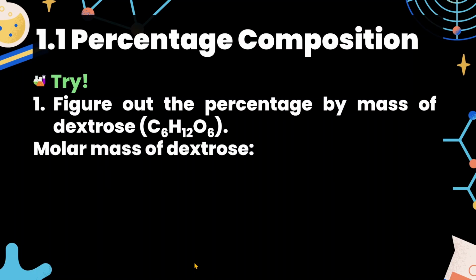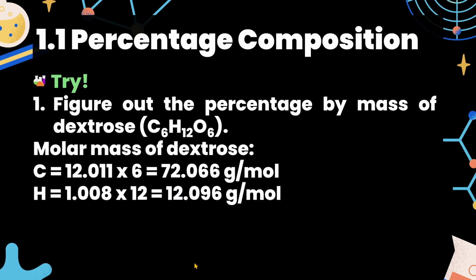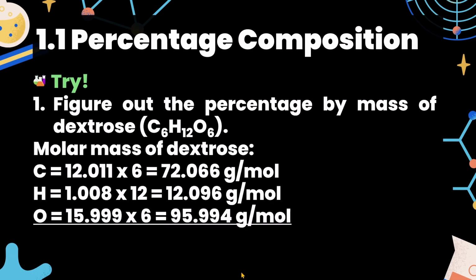Dextrose, C6H12O6. Using your periodic table, we know that carbon has an atomic mass of 12.011. So we multiply it by 6 because there are 6 atoms of carbon in dextrose. And then for hydrogen, times 12 because there are 12 atoms of hydrogen in dextrose. And lastly, for oxygen, times 6. So the total of the 3 atoms' combined masses will give us 180.16. So this will be the molar mass of dextrose.